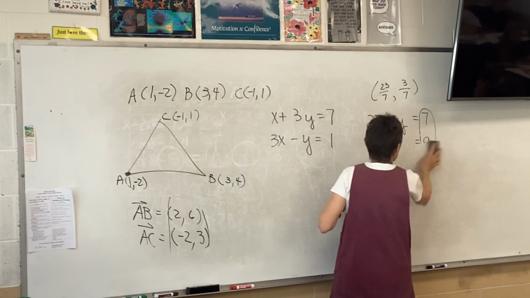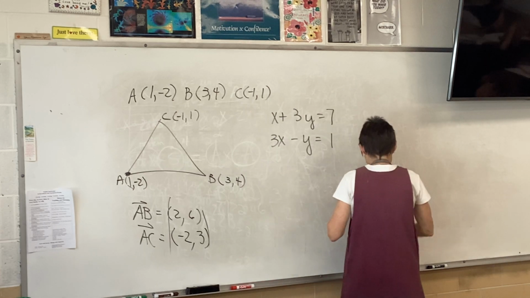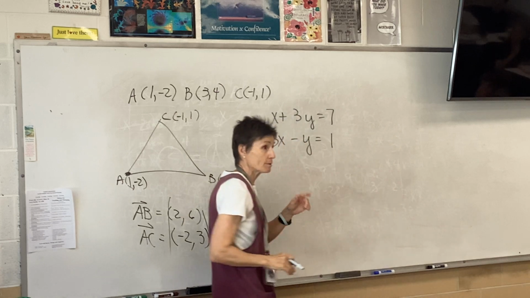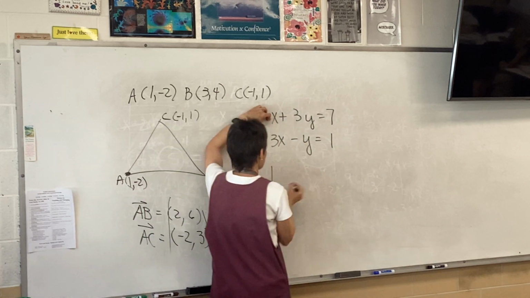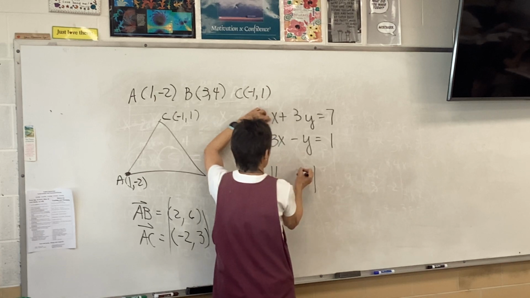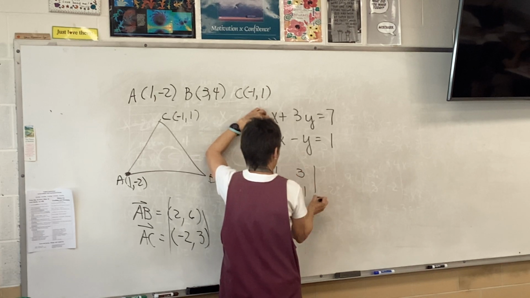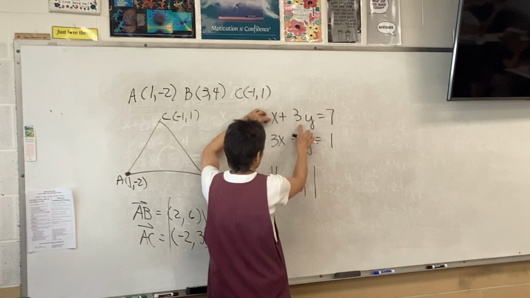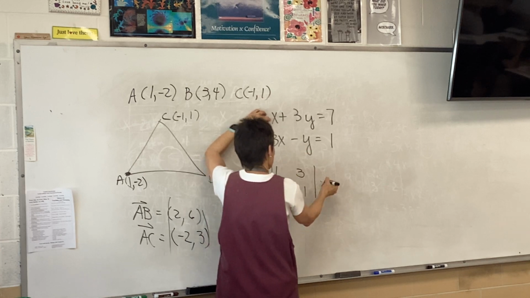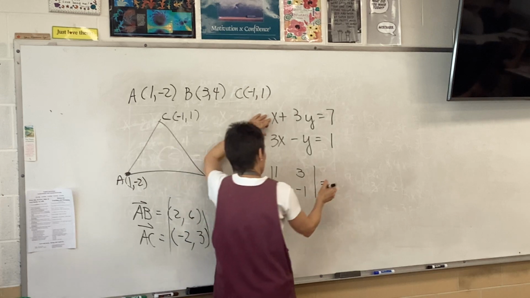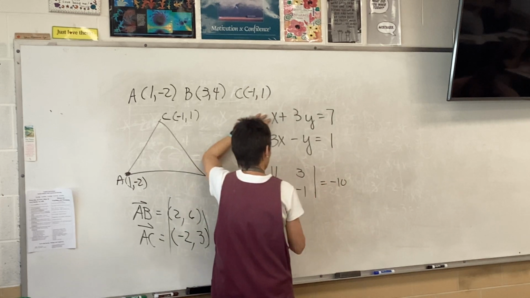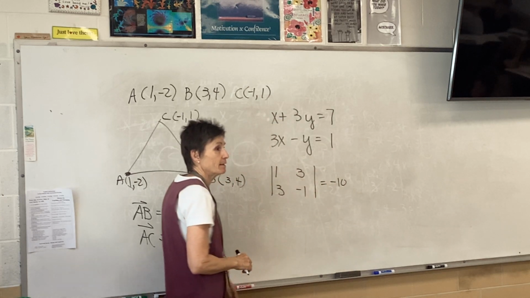You remember the Cramer's rule process. Now, what is the inverse method process? Well, you start actually the same way. We're going to find the determinant of the coefficients. So 1, 3, 3, negative 1, we're going to find that determinant. What is that? Negative 10. Negative 1 minus 9, negative 10.